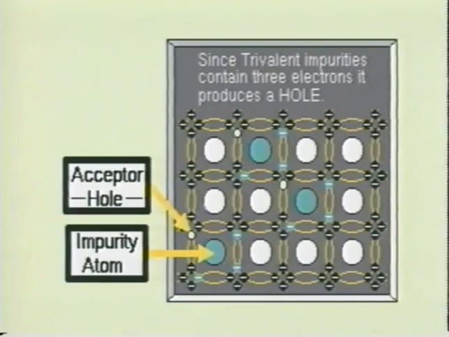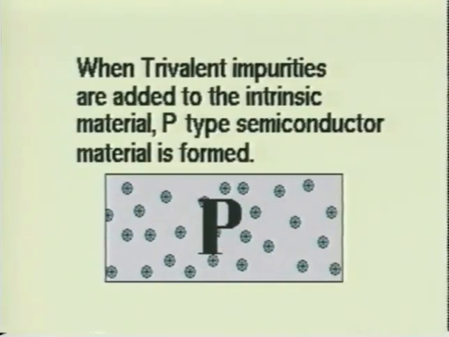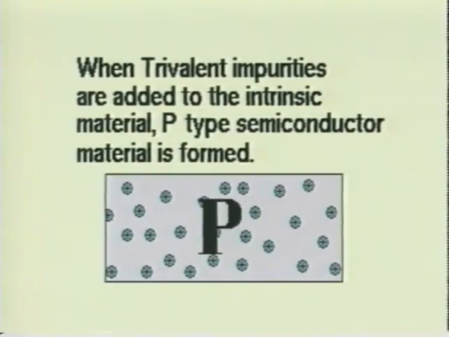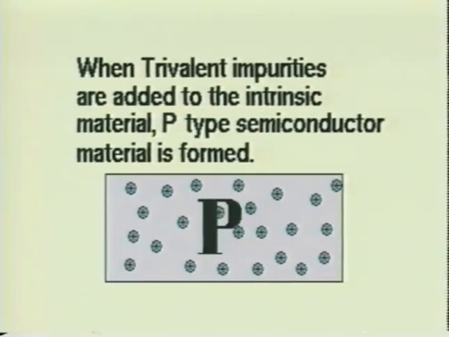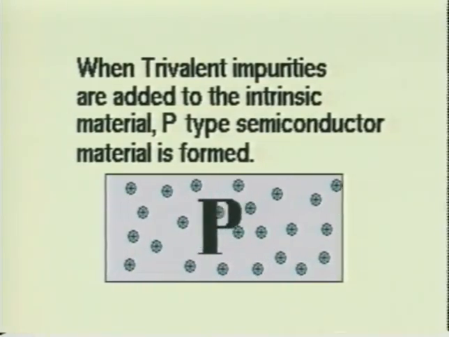Intrinsic materials which are doped with trivalent impurities are referred to as p-type semiconductor materials. When a voltage is applied to a p-type semiconductor material, the holes will flow from the positive potential to the negative potential. This is known as hole flow and is only possible in p-type semiconductor materials.